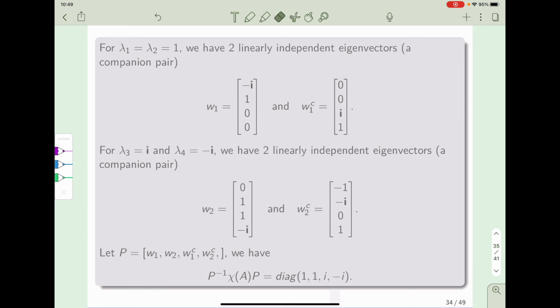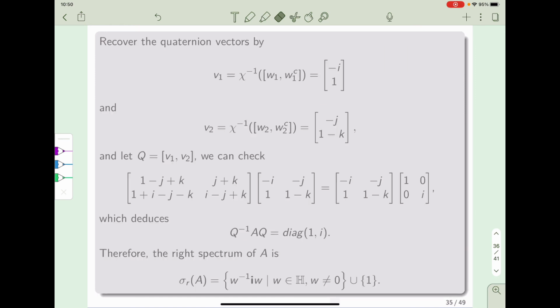And for the other pair, we do the same thing, and after that we put these eigenvectors in this order to construct our transition matrix P, which diagonalizes chi of A. And now we recover the quaternion vectors from each pair of the companion vectors and use them to construct our quaternion transition matrix Q. And we see that A has been diagonalized. And now we can write out its right spectrum by taking the union of the equivalence classes of its complex eigenvalues.